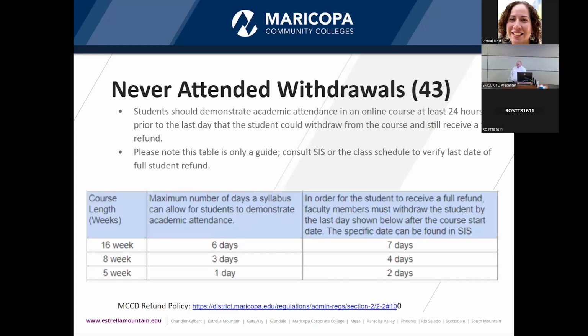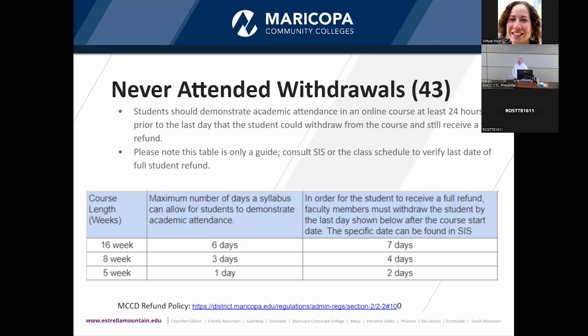So this is the chart with the maximum number of days that you have. On a 16-week class, the student has 6 days to show academic attendance. When you're looking at it online, that means they turn in an assignment. We'll go into the details of what that looks like. And then on the 7th day, you can withdraw them for the 43, not attending.